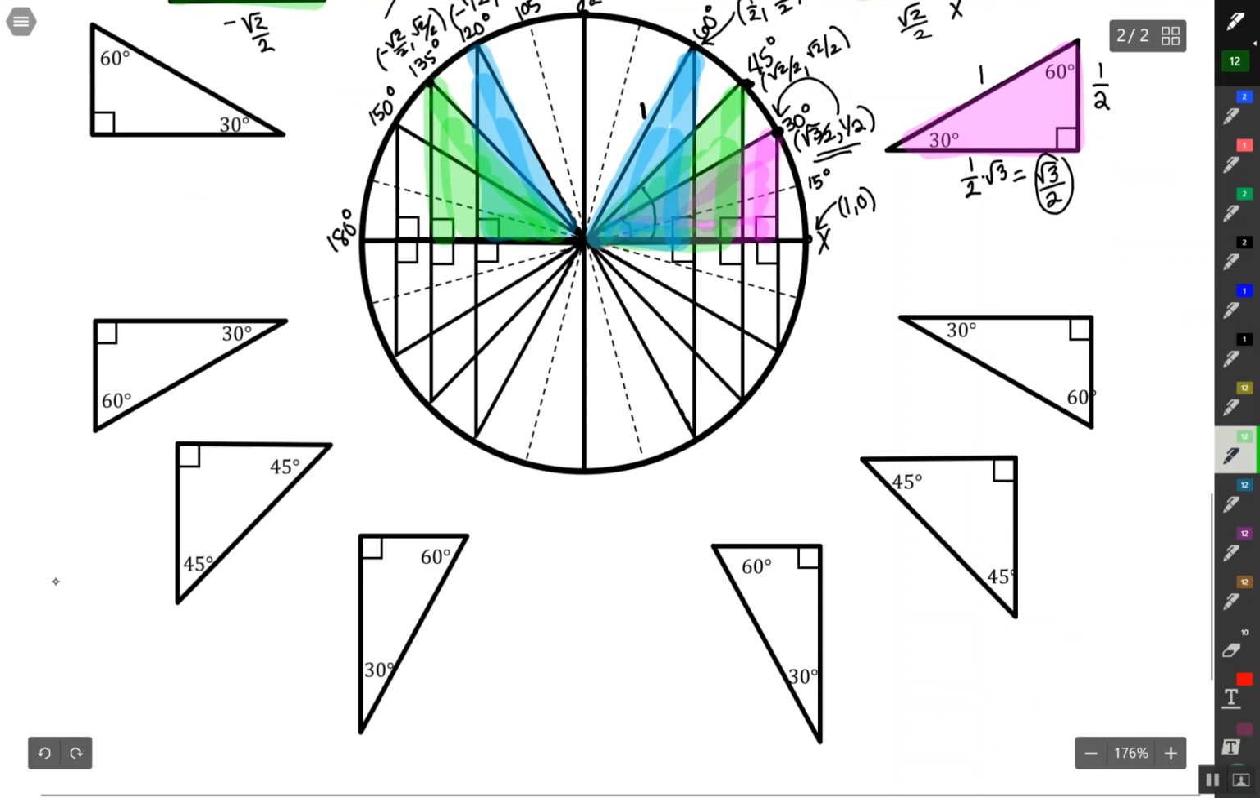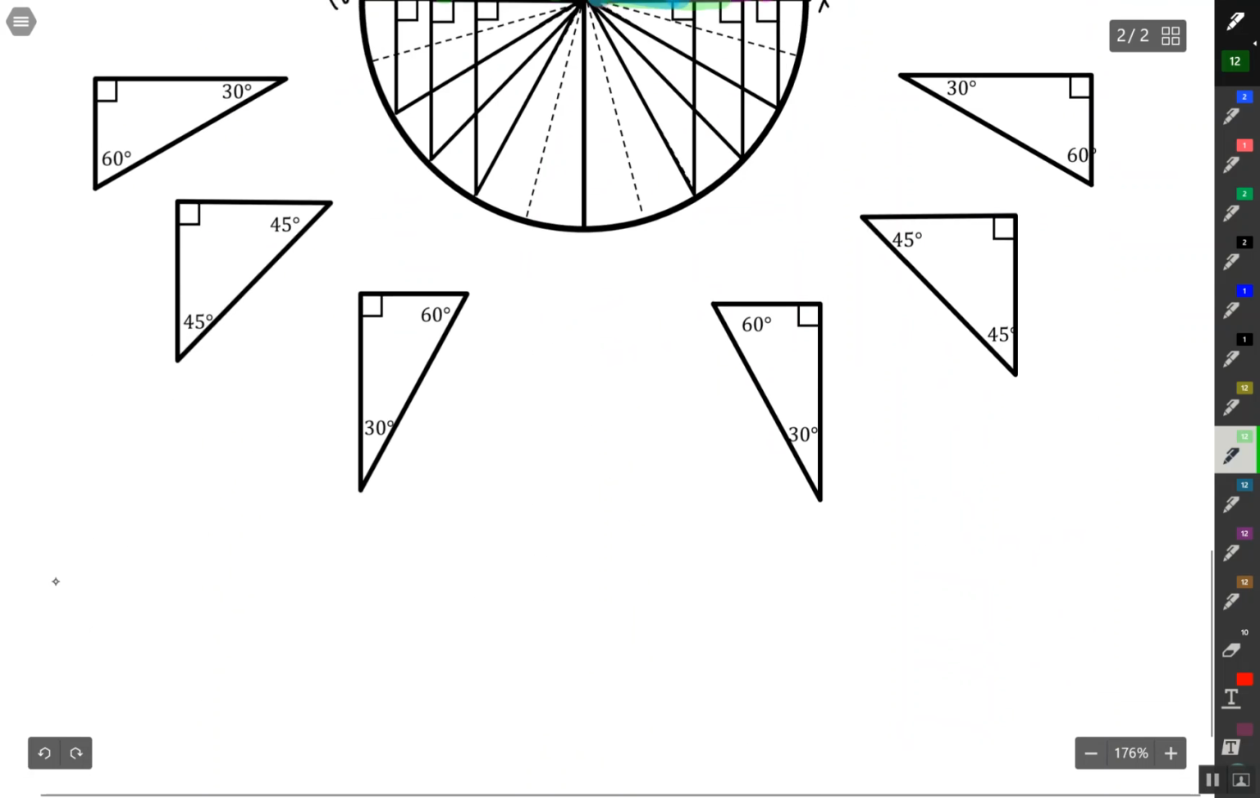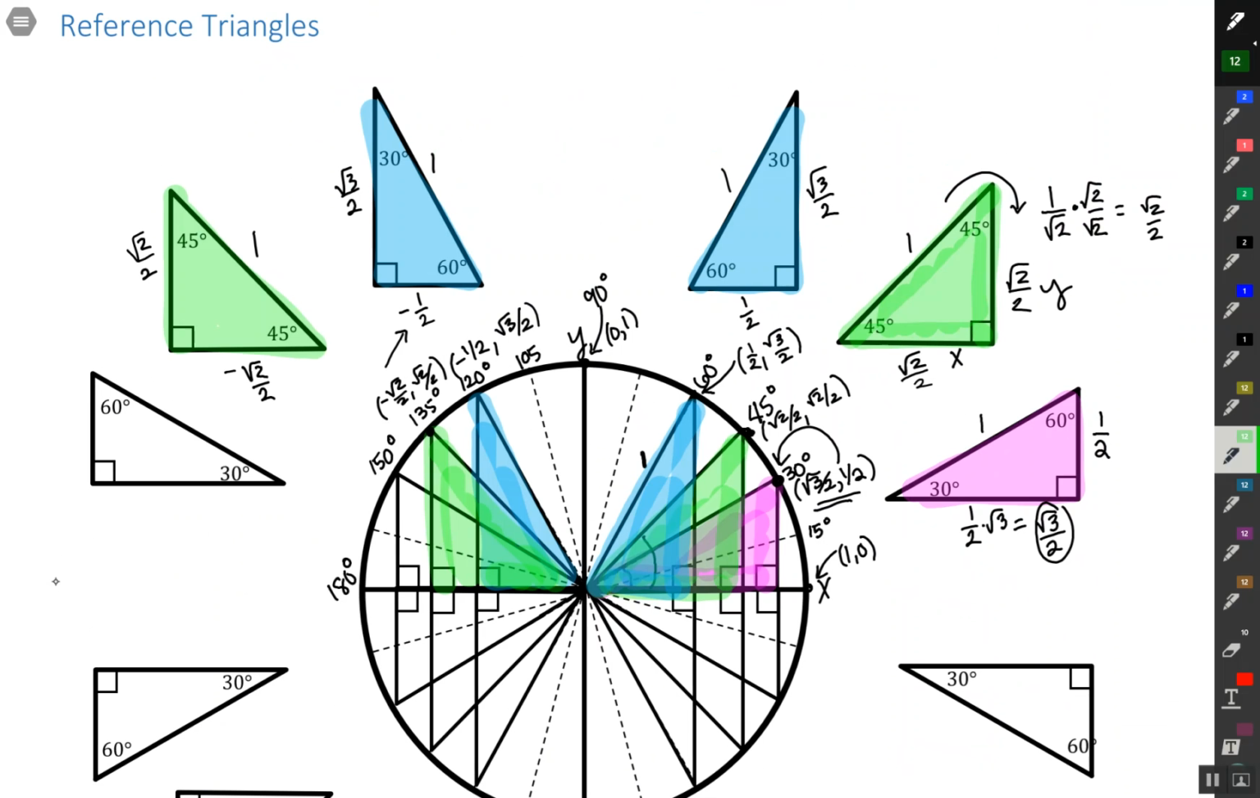Okay, this is going to lead us to an understanding of something called the unit circle, which we'll talk about next. All right, that's it.